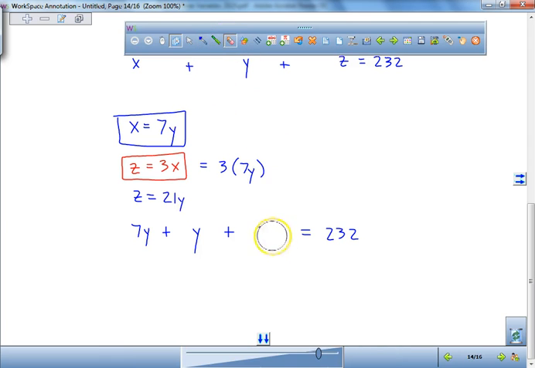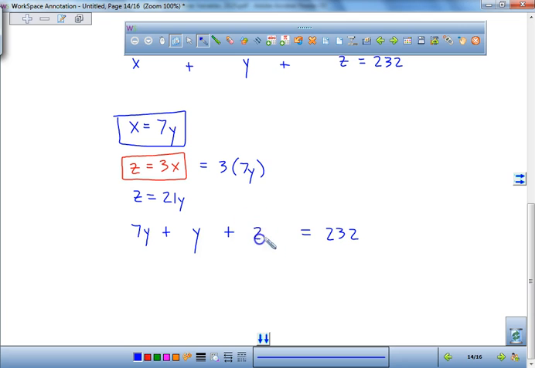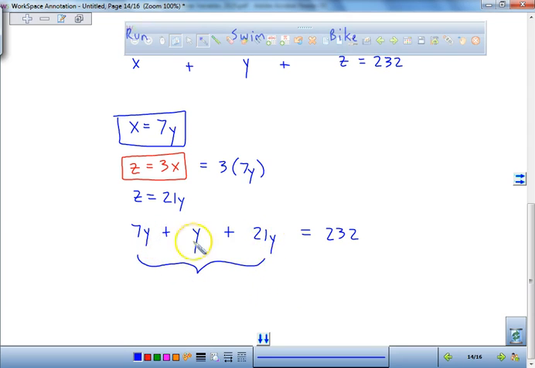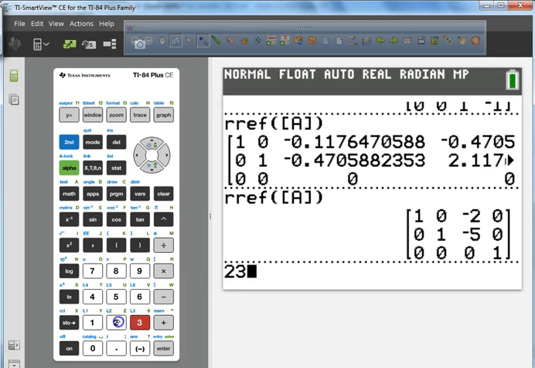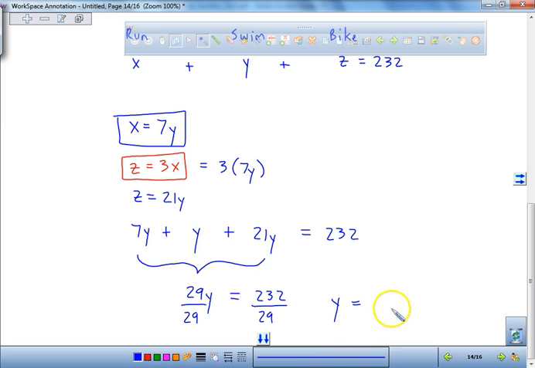Let's erase it and replace it with 21y. Now, how many y's do we have? A total of 28 plus one more is a total of 29 y's. Oh, this is looking good. Then we can divide both sides by 29, and y equals 232 divided by 29, which is 8. Awesome. Now what does that mean? Y equals 8, which means her swimming is 8.